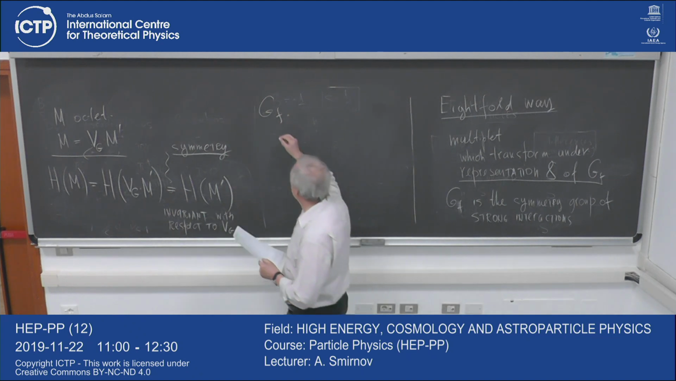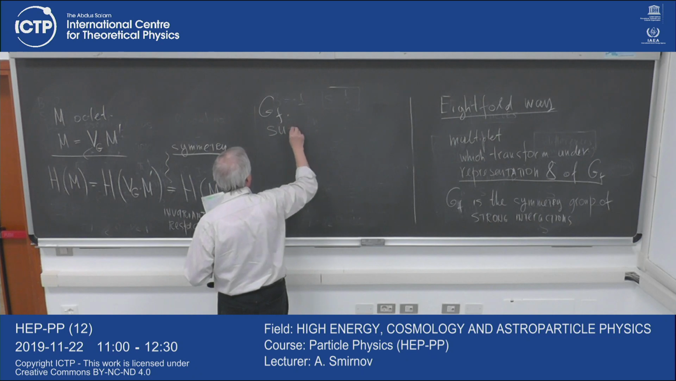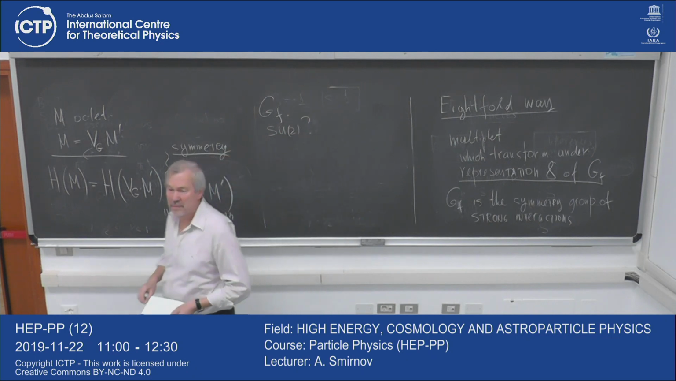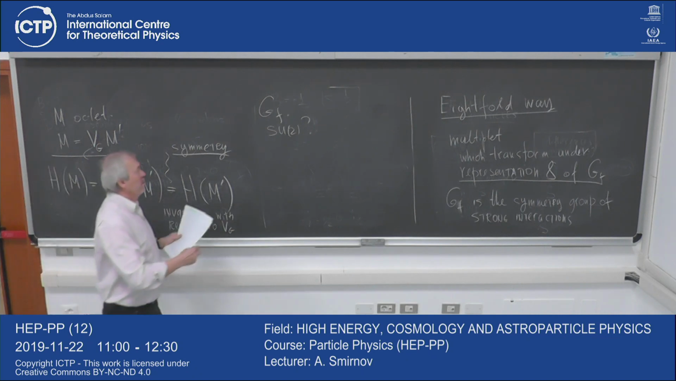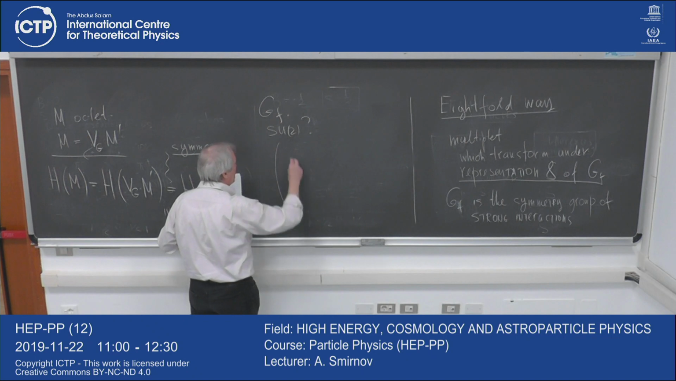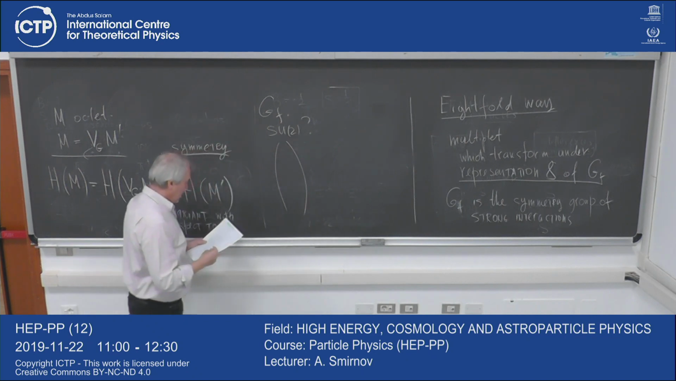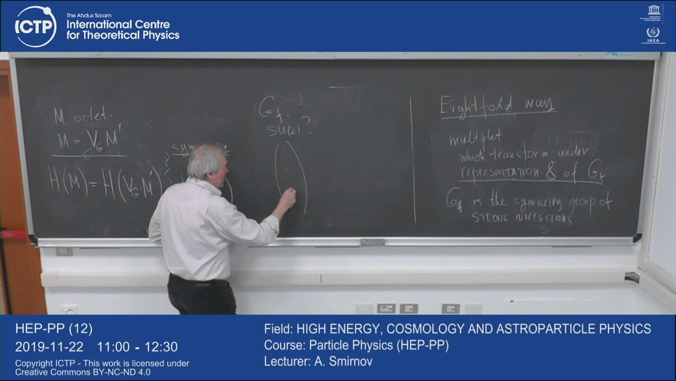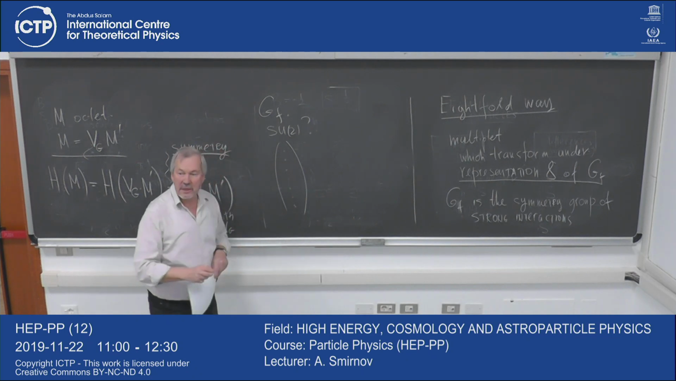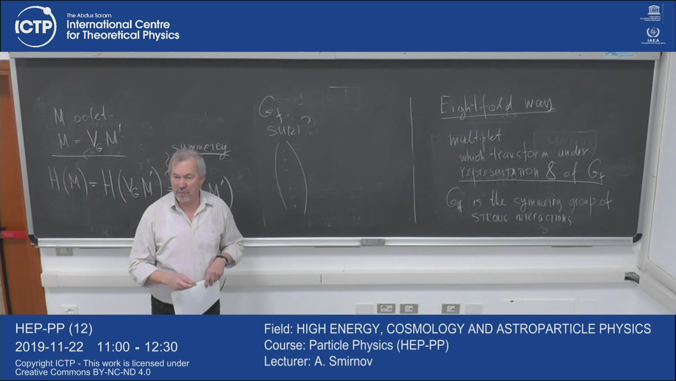Can it be SU2? Suppose SU2 has representation A. SU2 has all representations: 2, 3, 4, 5, 6, 8. Can it be? The answer is no, because if you take representation 8, then we have particles which differ by electric charge by 1 unit, like in the case of proton and neutron.